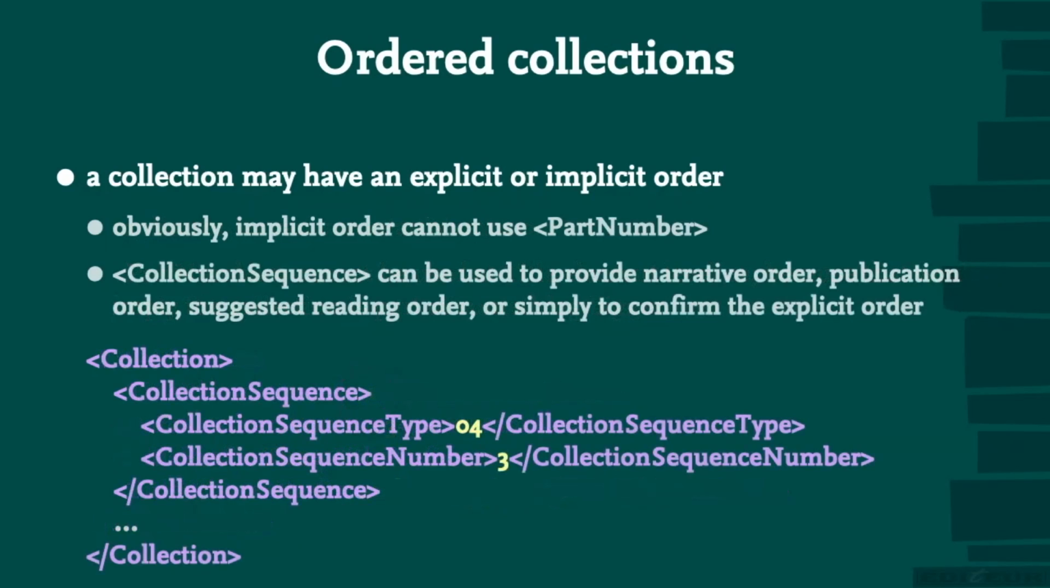So for these collections, there's collection sequence. In fact, collections can have several different types of implicit sequence. An order defined by the original publication date. A different order defined within the narrative itself, maybe. Think of prequels, published late but narratively early. Or even a suggested reading order that can be different again. Code 04 here means that this is a narrative order. So this book, whatever it is, is third in the narrative order, but might have been the second one published because a prequel was added later.